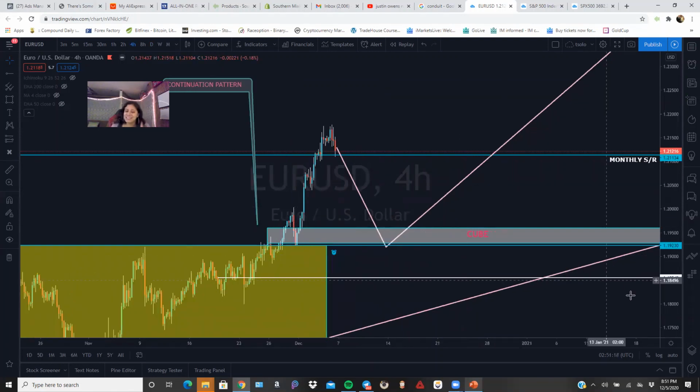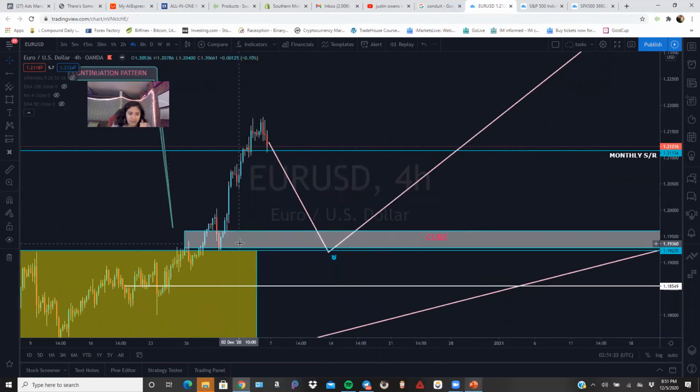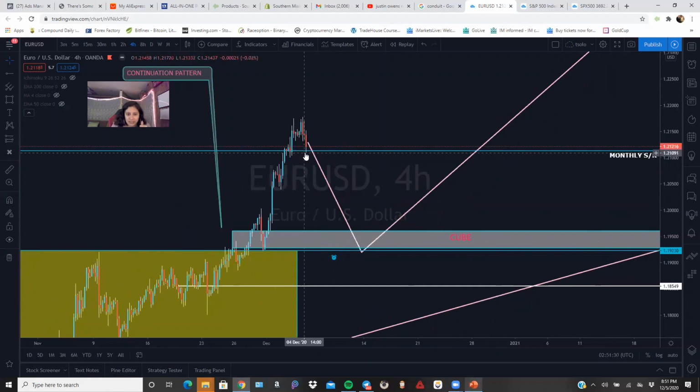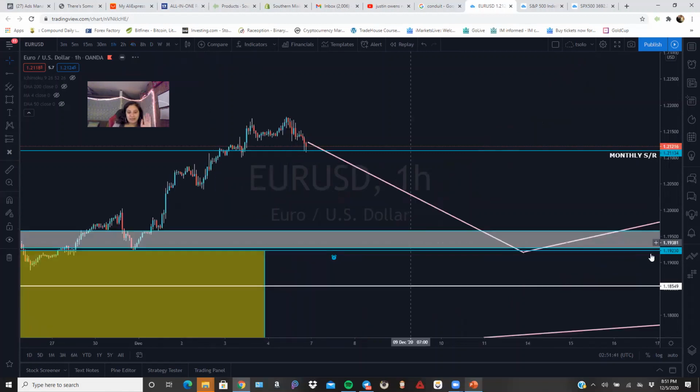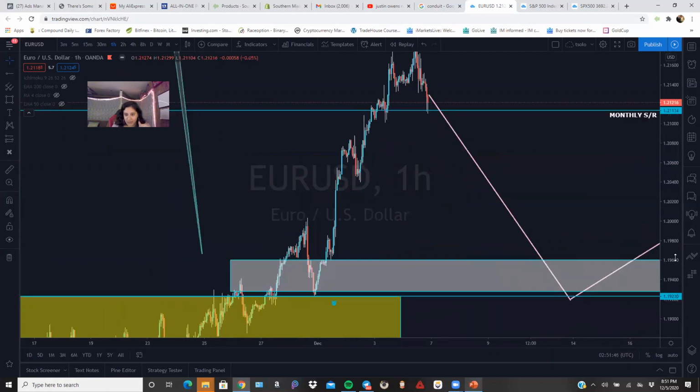Oh, I really like this even more, y'all. I like this even more. Going down on a 4 hour. This is a nice little area. I like this. Look at a nice little reaction off of the monthly on the 4 hour close. It said, nope, I'm not about to close below there. Y'all, this is nice. I'm excited. 1 hour.